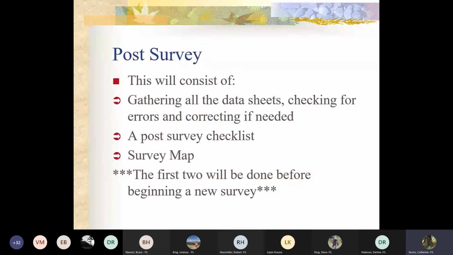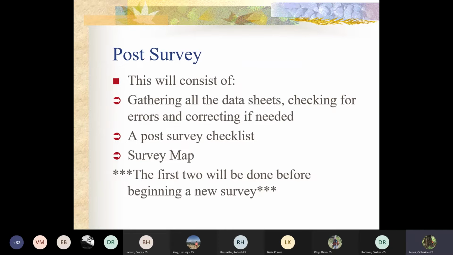The survey map doesn't have to be completely done at the end of each survey, but you should at least have some kind of survey map done with the most important items checked off, and all your downloads of your data points, if you've done GPS points, should get downloaded right after that first survey. I don't like to start a new survey without getting a lot of that stuff done beforehand.